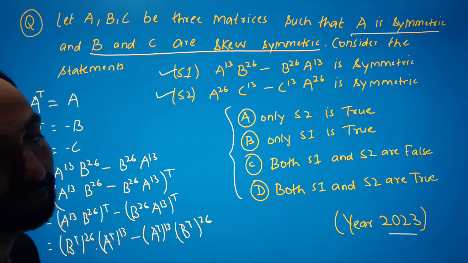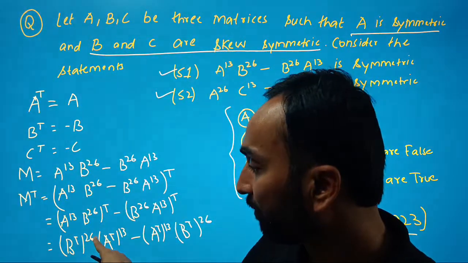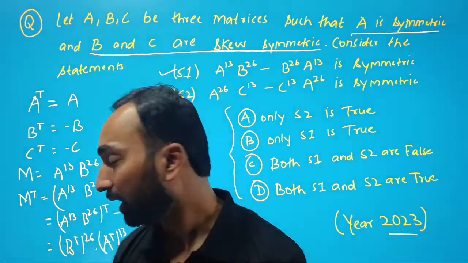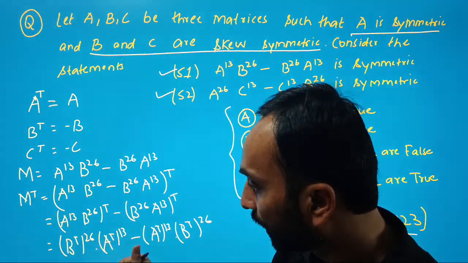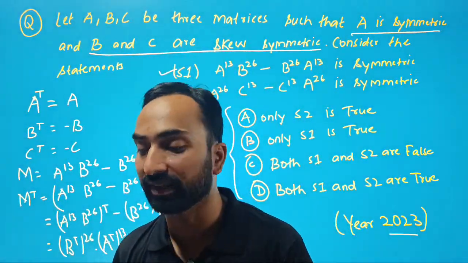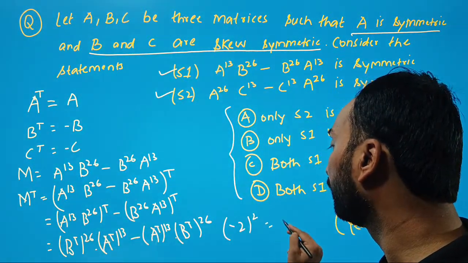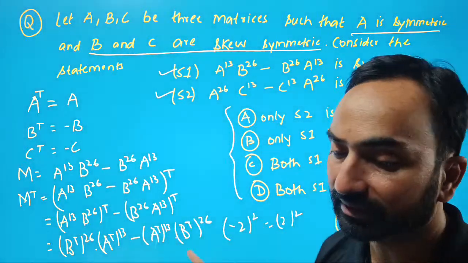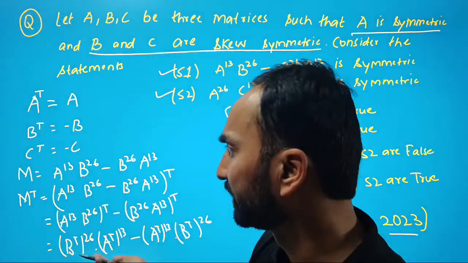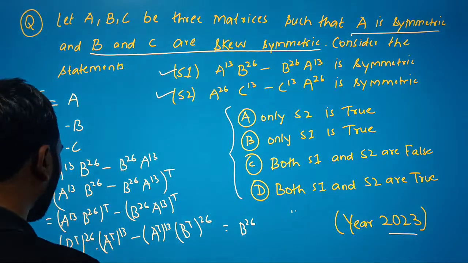What is B transpose to the power 26? B transpose is equal to minus B, and minus B to the even power, 26, gives the same result as B to the power 26. As we know, if we do minus 2 squared or 2 squared, both give the same result. So we can write (B transpose)^26 as nothing but B^26.